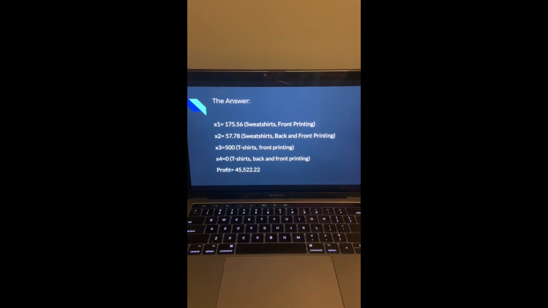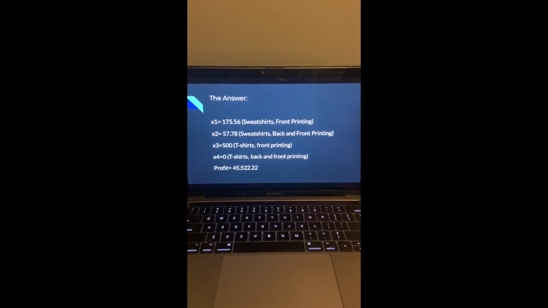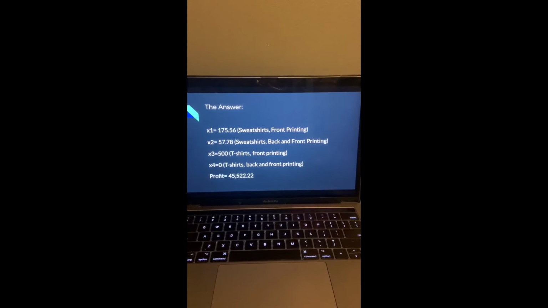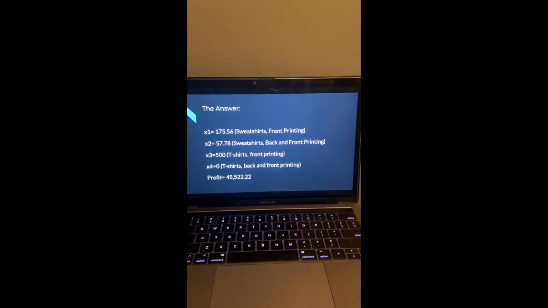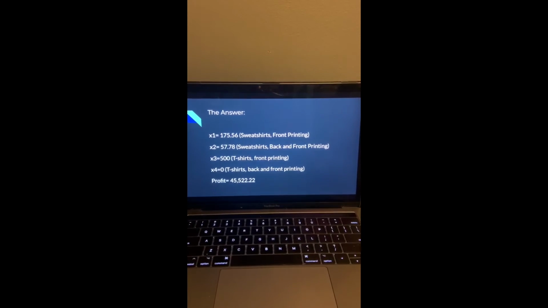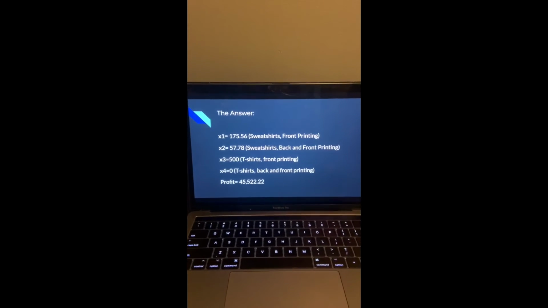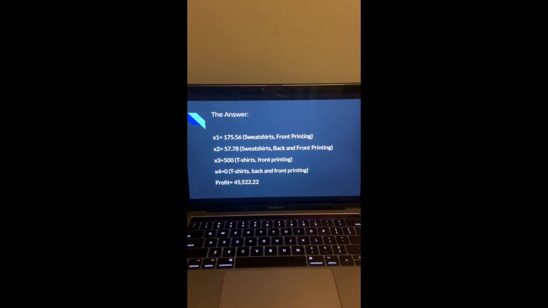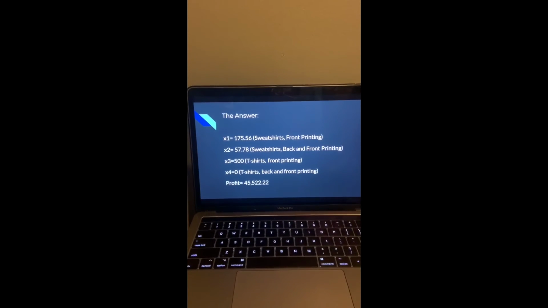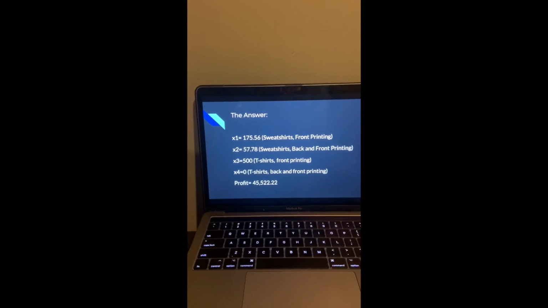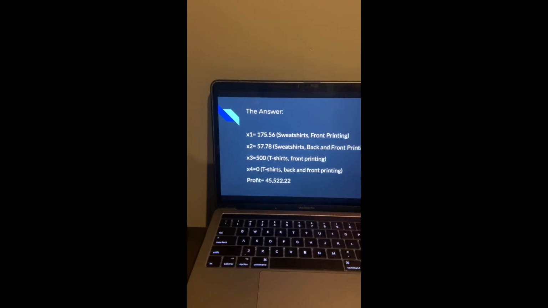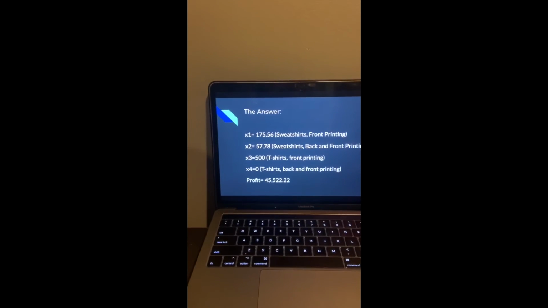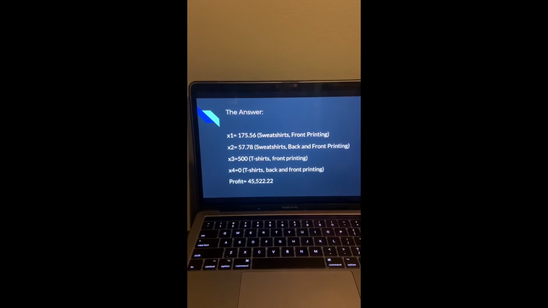And with that all said, when you put in the constraints of a dozen shirts or sweatshirts in a box with a 1,200 box capacity within 72 hours of it being delivered and have $25,000 for production run, you get your answer of 175.56 for sweatshirts only with the front printing, and the second answer of 57.78 for sweatshirts with the back and front printing, 500 for t-shirts only with front printing, and 0 for t-shirts for back and front printing, giving you a total profit of $45,522.22.